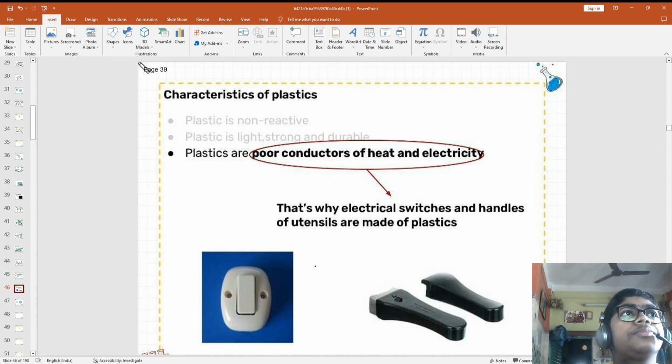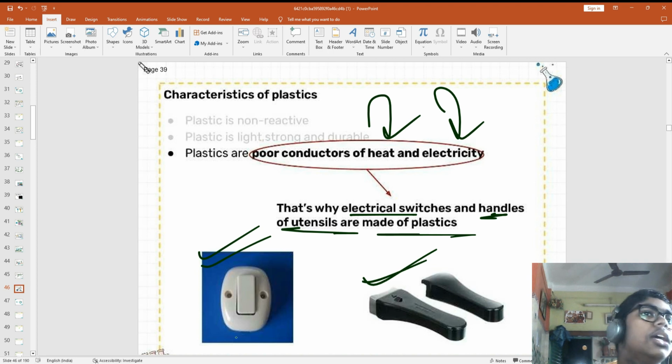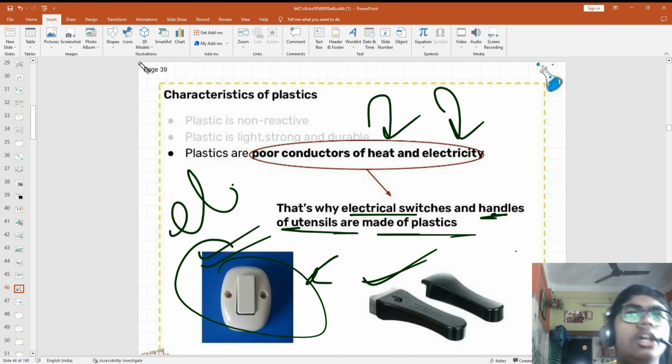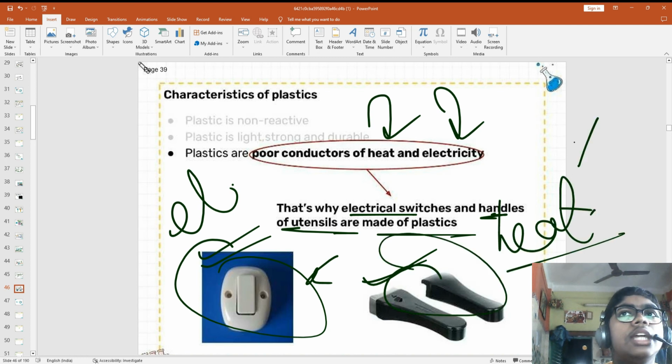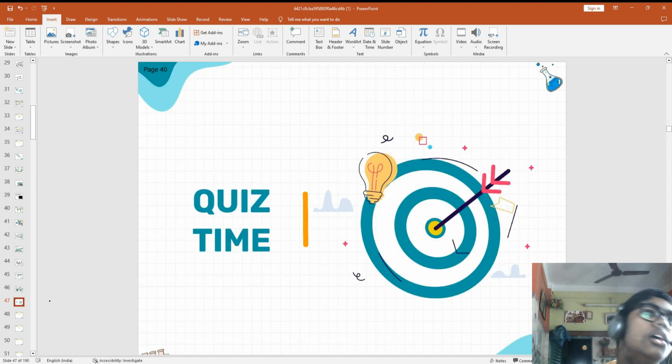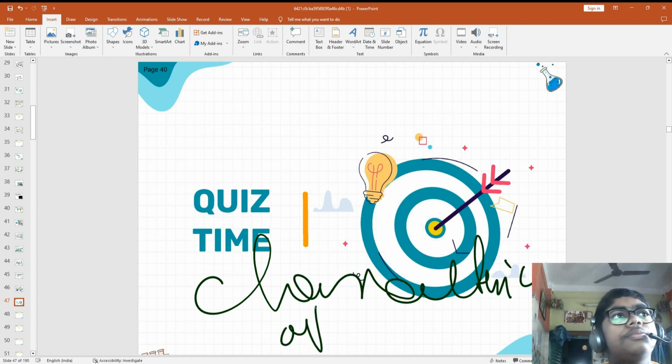It is cold. So as they are poor conductors of heat and electricity, electrical switches are made with it, and handles of utensils are also made with it. The switches are made because of electricity, as I have already told, and handles are made for heat, poor conductor of heat, so that heat does not reach the hand and there is no electric shock. So let's have some questions on characteristics of plastics.